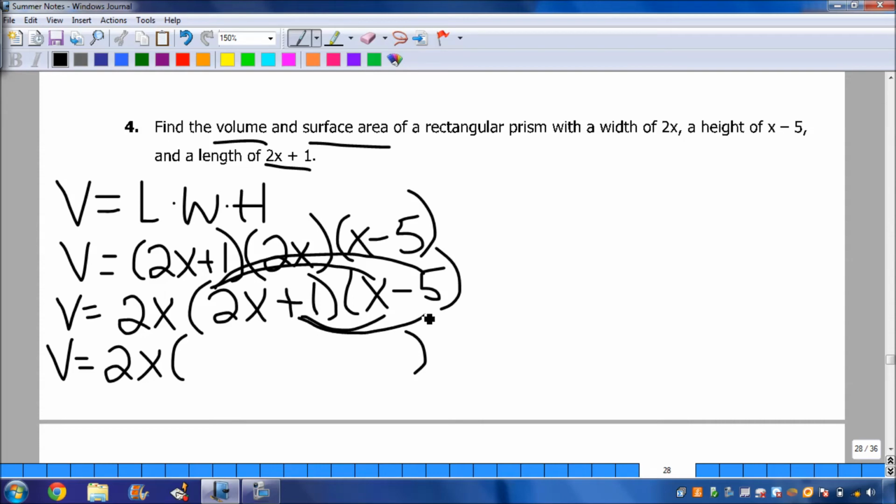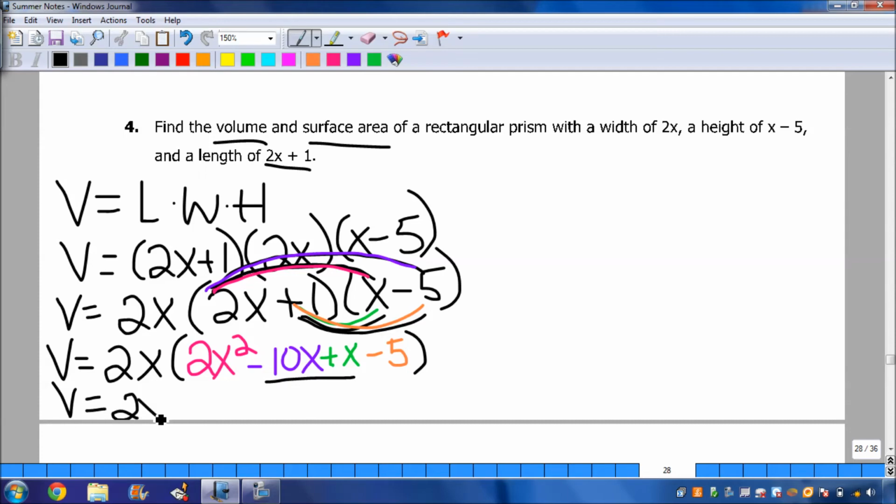Okay, so if I multiply this 2x by this x, I end up getting 2x squared. And if I multiply this 2x by this negative 5, I end up getting negative 10x. Then if I multiply this 1 to this x, I end up getting positive x. And if I multiply this 1 to this negative 5, I get negative 5. Then now I'm going to combine my like terms here. So I end up getting 2x squared minus 9x minus 5.